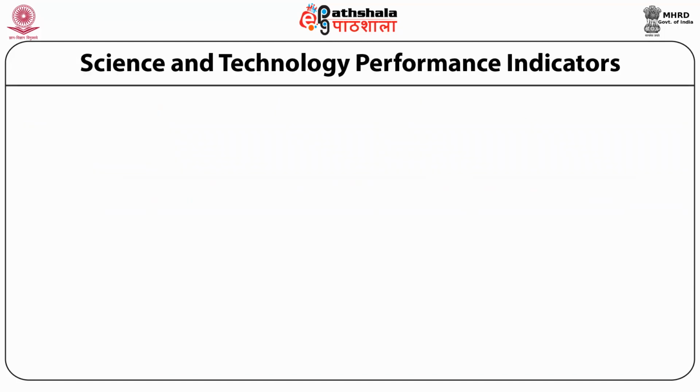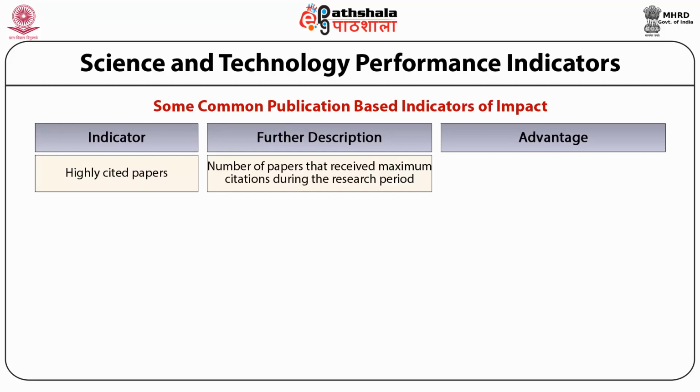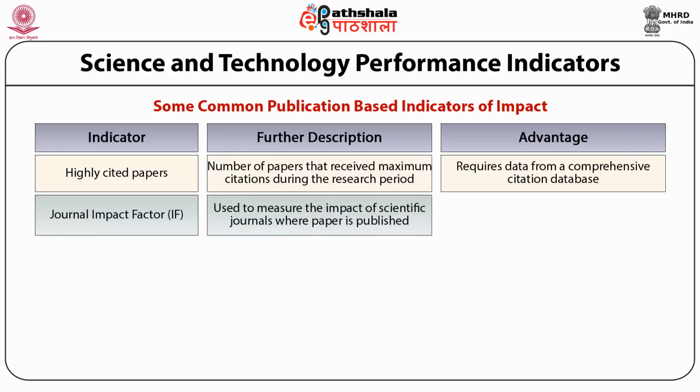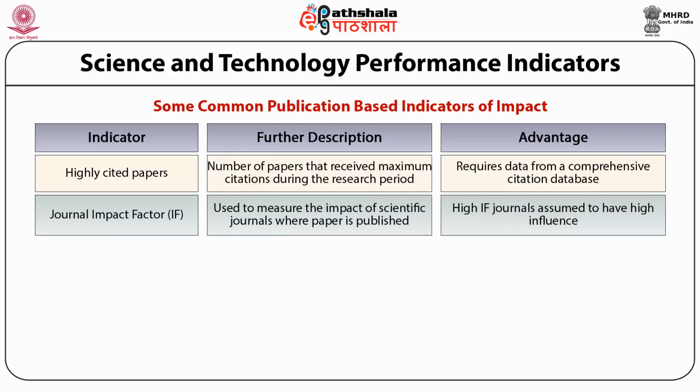We further discuss some common publication-based indicators of impact. Highly cited papers: the number of papers that received maximum citations during the research period are captured. The advantage is that it requires data from a comprehensive citation database, which is available, but the problem is that a highly normalized citation score can be due to a few highly cited articles. Journal impact factor is used to measure the impact of scientific journals where a paper is published. High impact factor journals are assumed to have high influence. But again, the problem is that impact factor is field dependent because citations have strong variance field-wise.